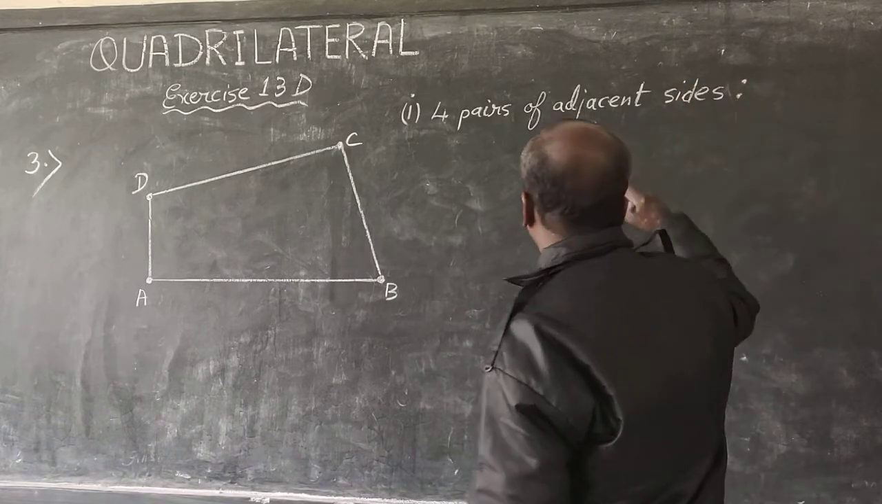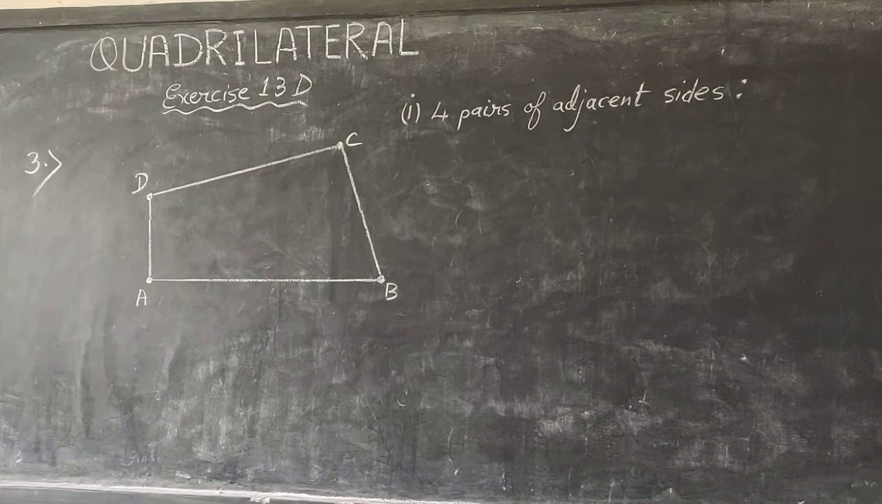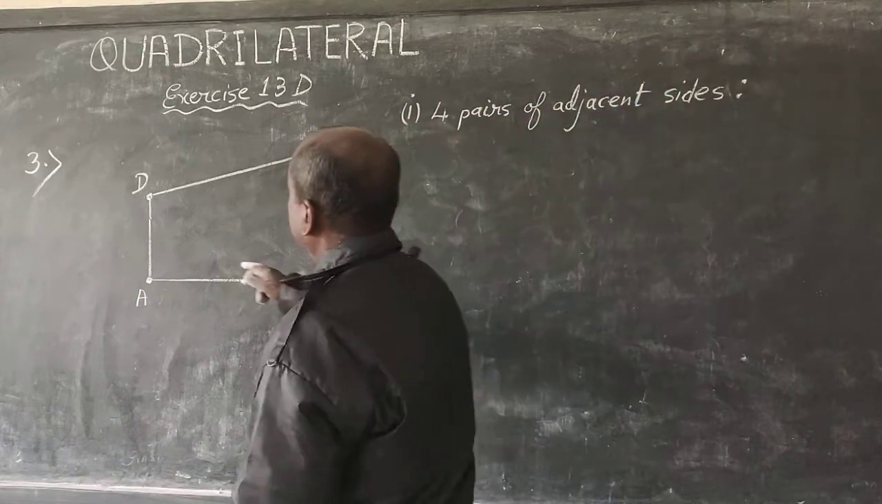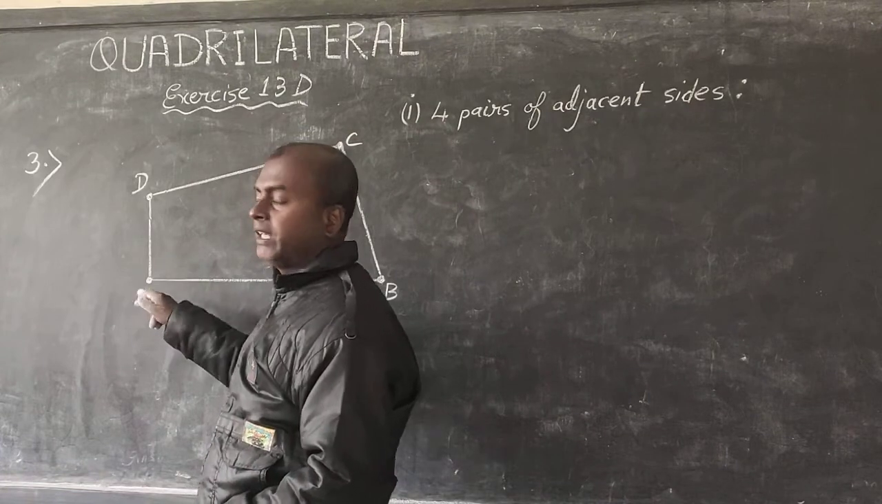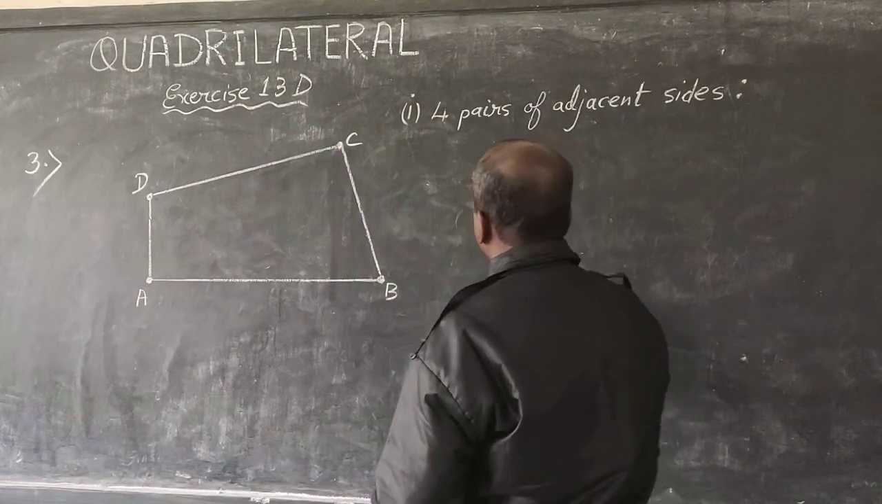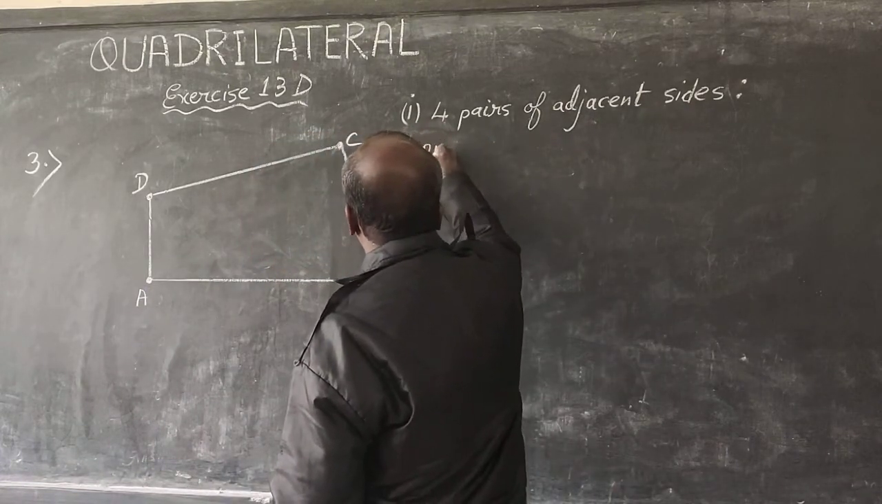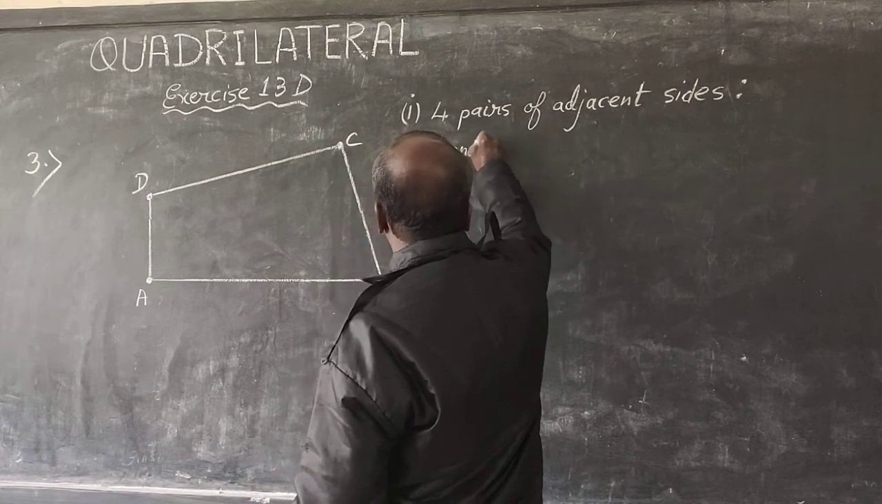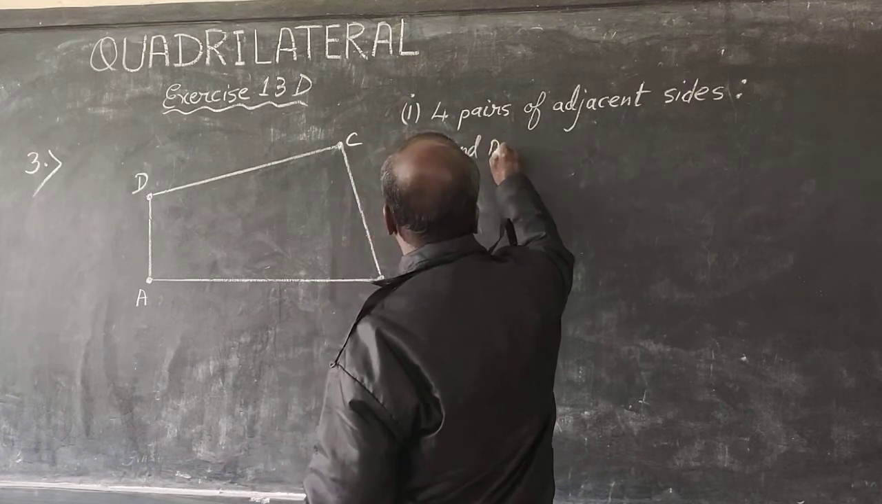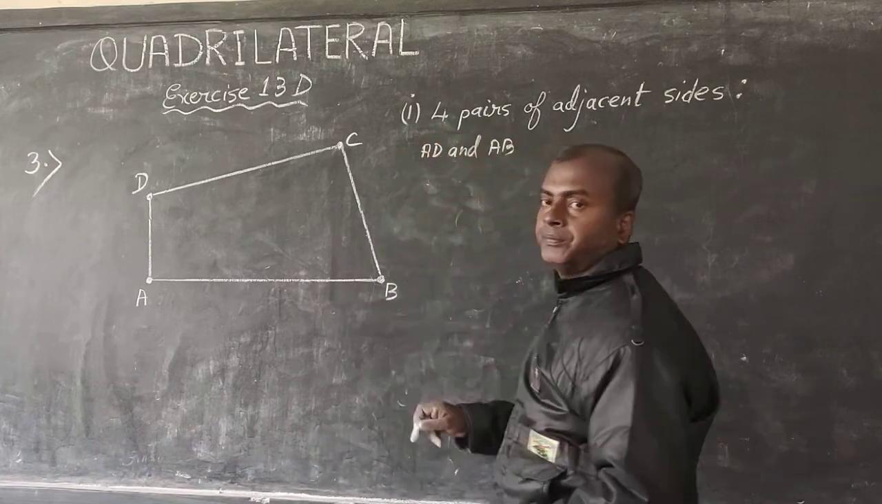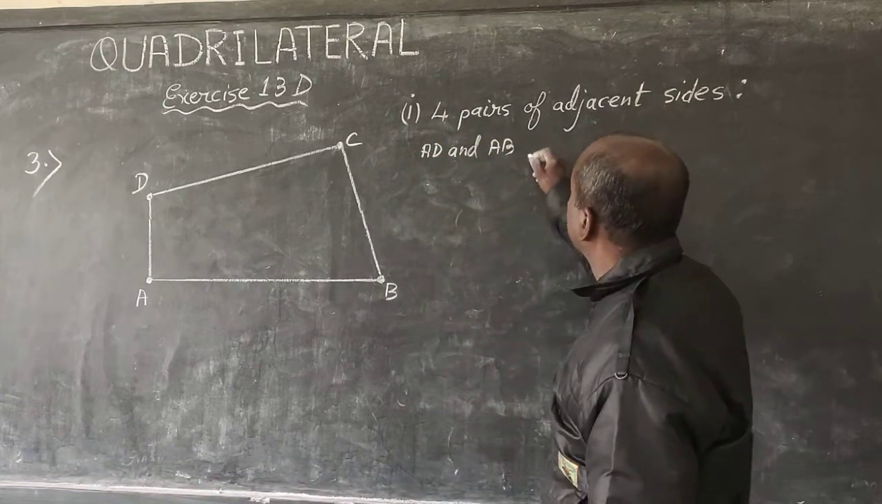And we have to name them also. So let us name them, starting with A. With vertex A, which are the adjacent sides? AD and AB. This is 1 pair of adjacent sides.